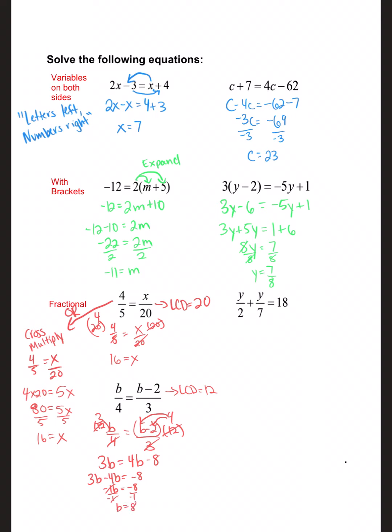Okay. Last example for today, and then we'll be all done. So we have y over 2 plus y over 7 equals 18. Actually, I'm going to pause this one. I'm going to let you guys work through this. Remember, find your lowest common denominator and then solve for y.